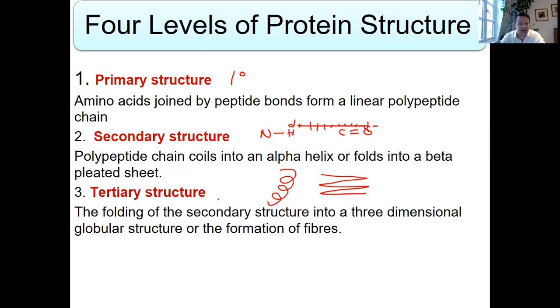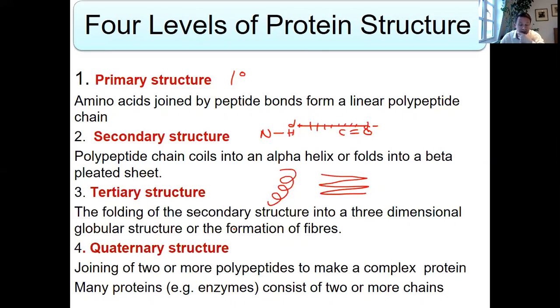Tertiary structure is the further folding of the secondary structure into a complex globular blob, or the formation of long fibers. And quaternary structure is more than one polypeptide chain. So more than one polypeptide chain, so it's not four, but it's more than one. It's a fourth level of structure.